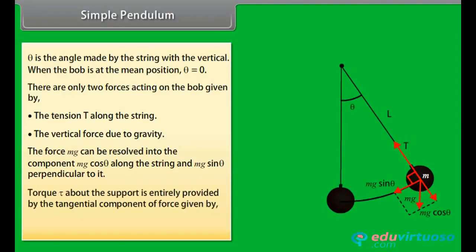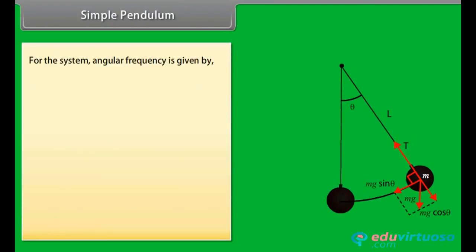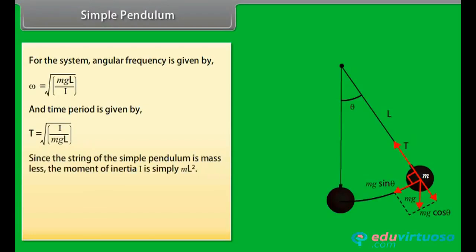Torque tau about the support is entirely provided by the tangential component of force, given by tau is equal to minus L mg sin theta. For the system, angular frequency is given by omega is equal to square root of mgL upon I, and time period is given by T is equal to 2 pi square root of I upon mgL. Since the string of the simple pendulum is massless, the moment of inertia I is simply mL squared. Now, the time period of a simple pendulum is T is equal to 2 pi square root of L by g.